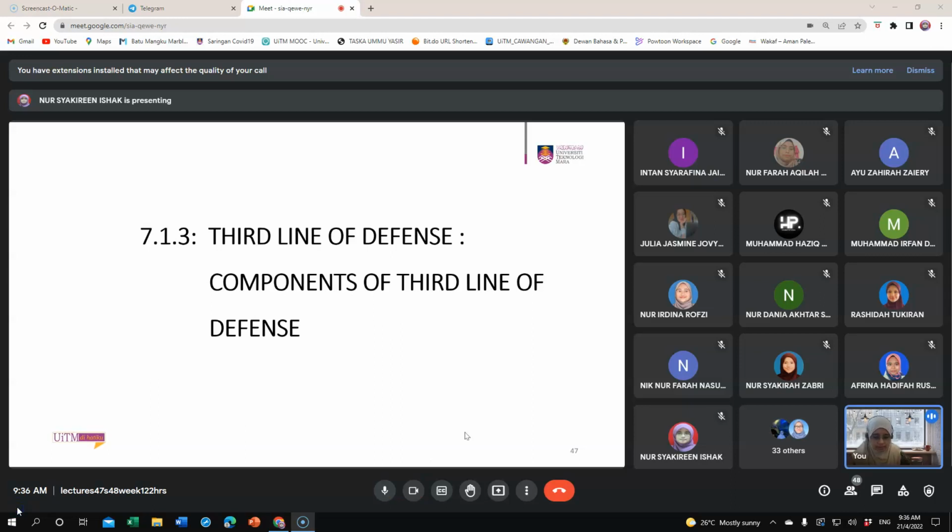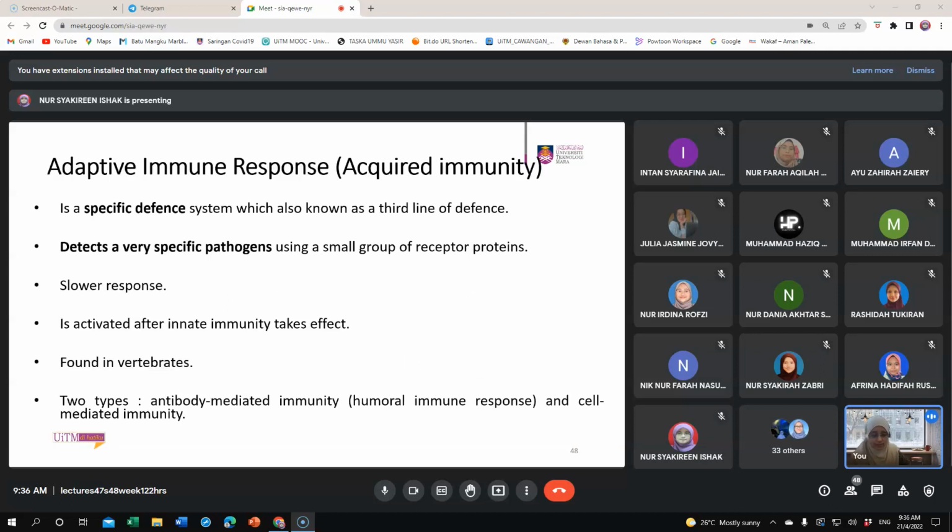Okay, so let's continue on the third line defense. Okay, so third line of defense, components of third line defense. Third line defense is also known as adaptive immune response or acquired immunity. Okay, acquired immunity. You gain that immunity. And then it is a specific defense. So this is the characteristics of third line defense. It is specific. Why is it specific? Because it specifically attacks specific pathogen. Okay, it's also known as third line defense. They attack very specific pathogen.